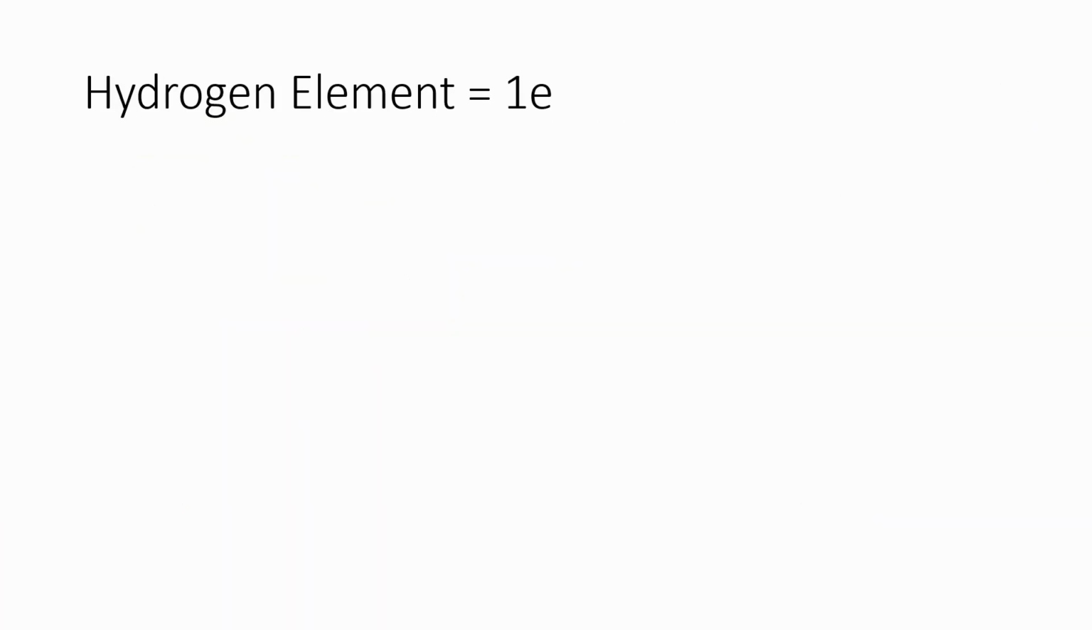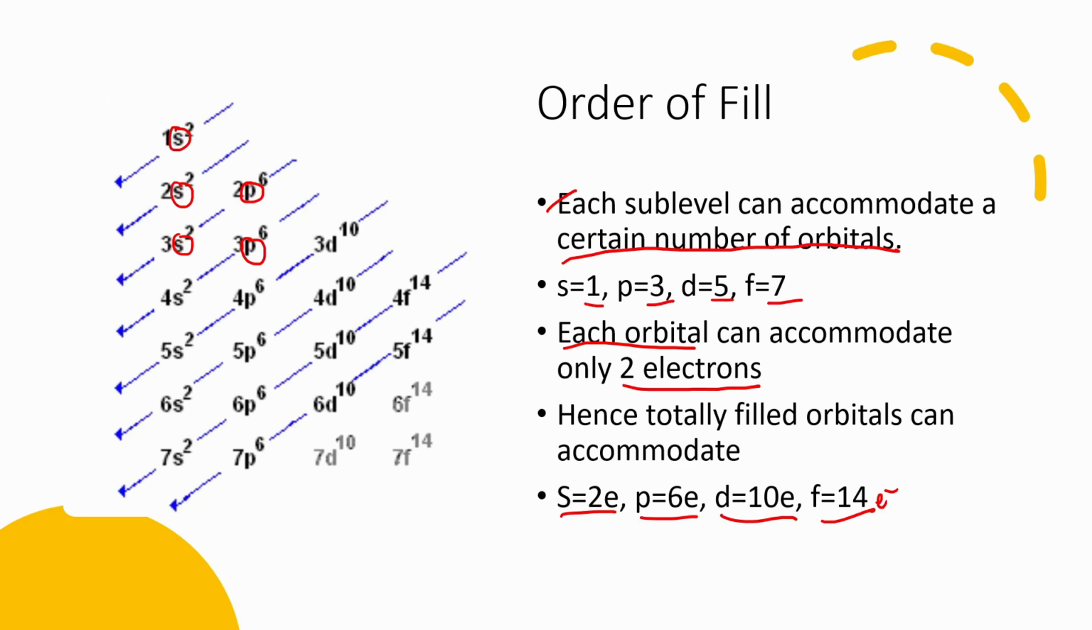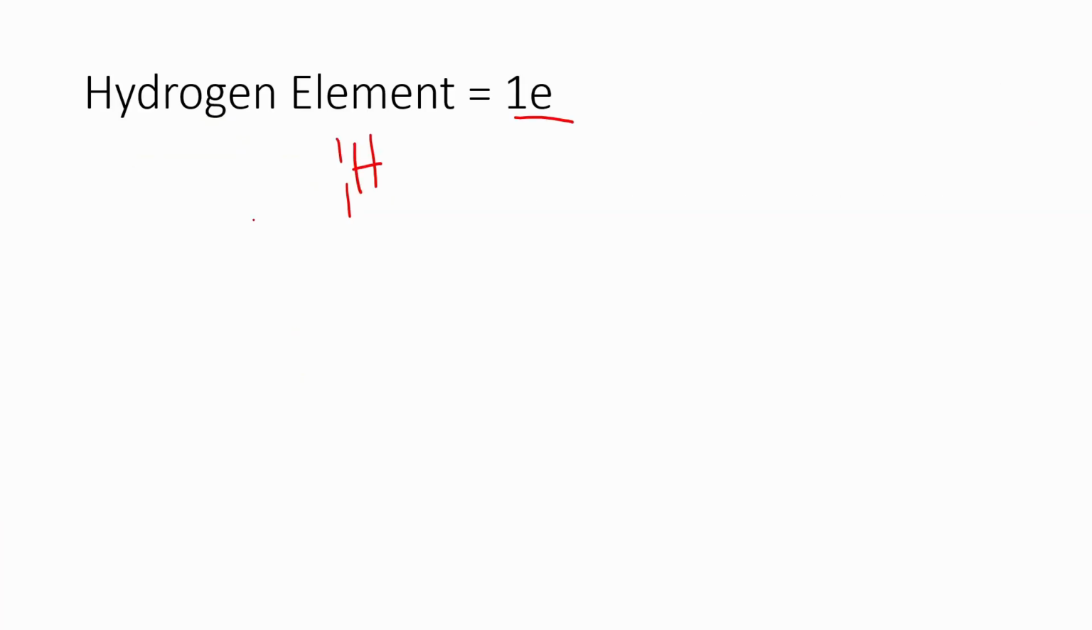So first we have our hydrogen element. Hydrogen basically has 1 electron. So what is the first orbital to be filled? It is 1s. You will always start with 1s. How many electrons do you have? 1. 1s1. Very easy.